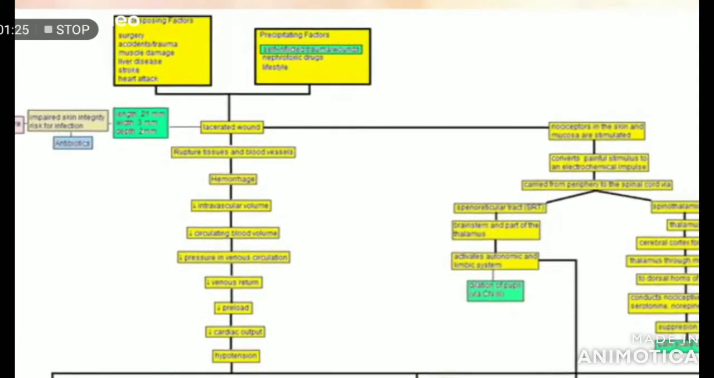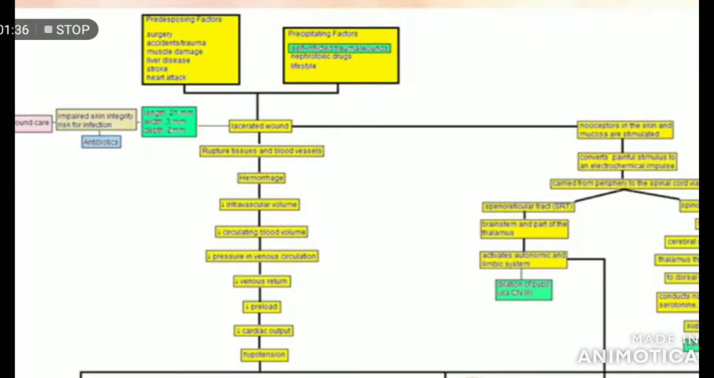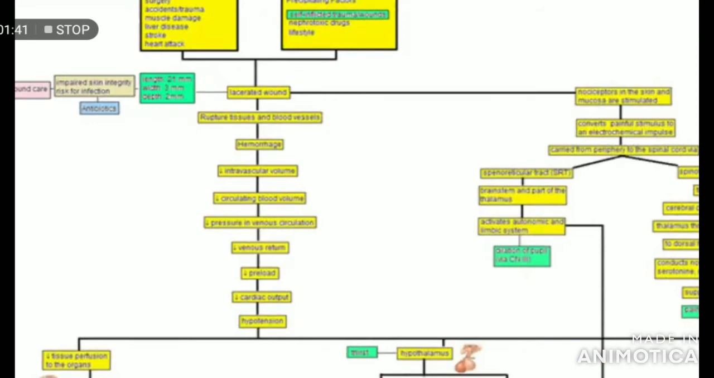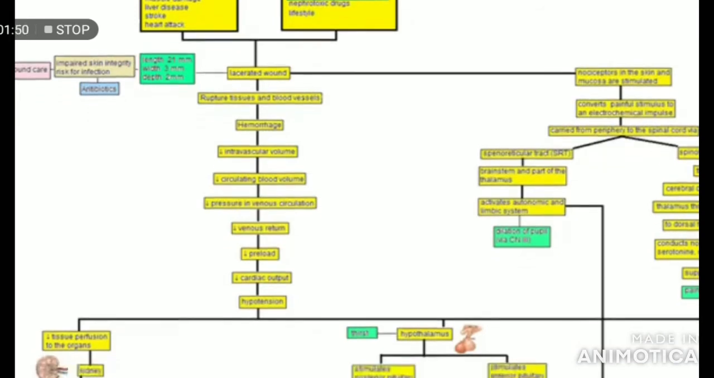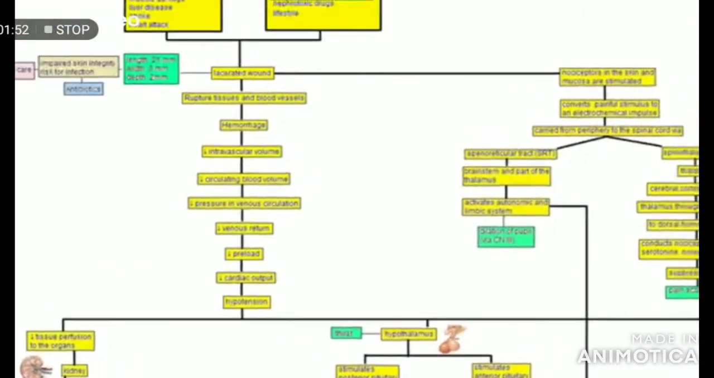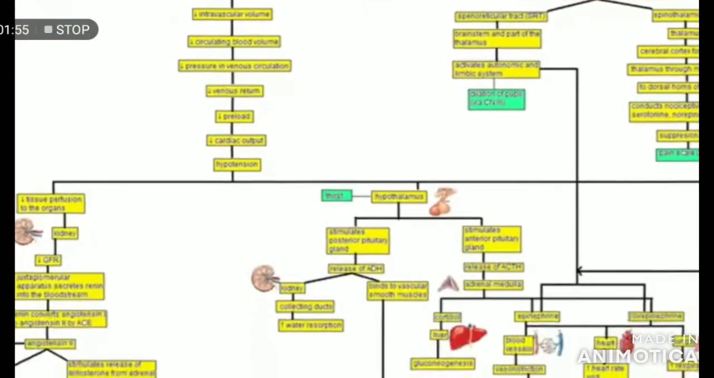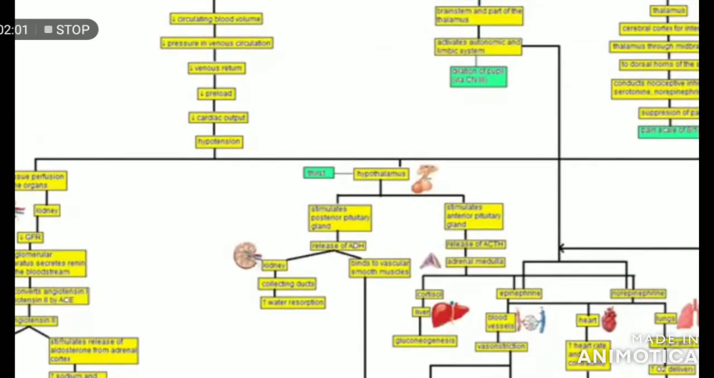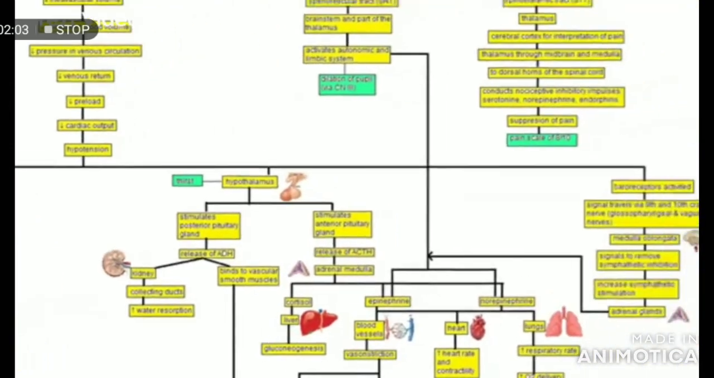So for lacerated wound, it then proceeds to rupture of tissues and blood vessels, which will lead to hemorrhage. Then a decrease in intravascular volume, a decrease in circulating blood volume, which will lead to a decrease in pressure in venous circulation, then decrease of venous return, and then decrease preload, and then decrease cardiac output, and then hypotension. So hypotension would lead to a decreased perfusion to the organs.